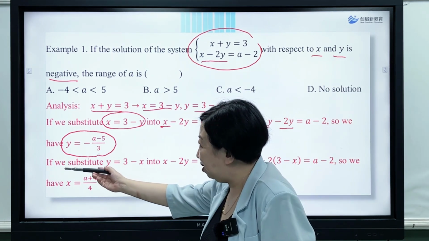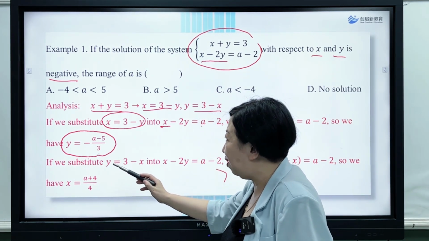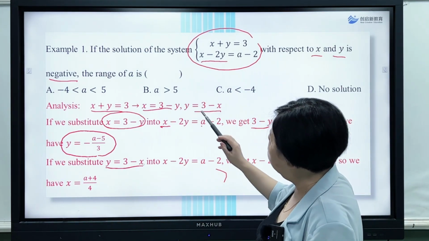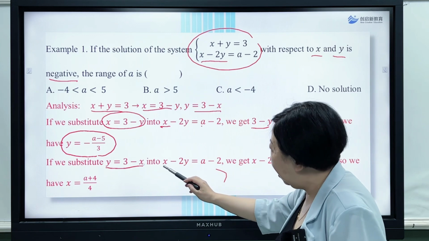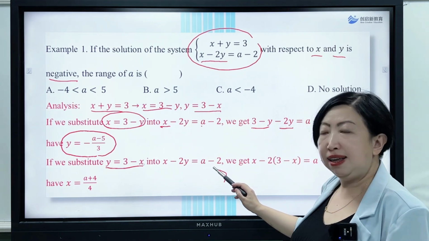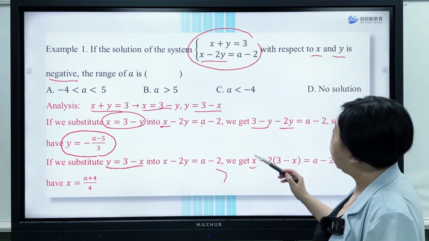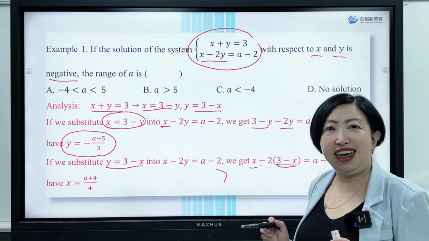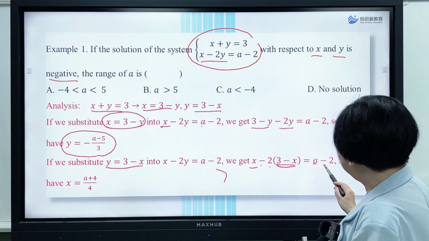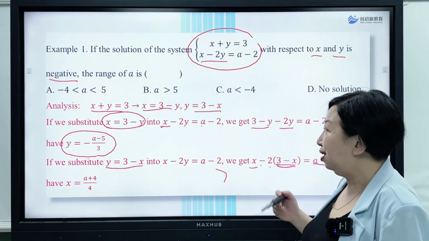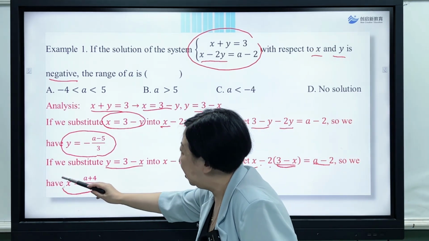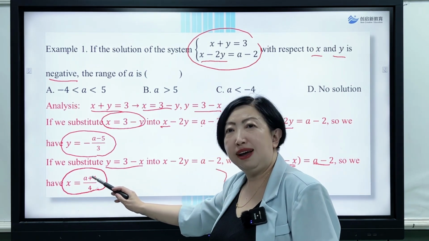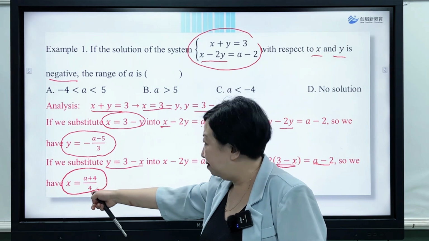And so on. We substitute y equals 3 minus x into the second line, x minus 2y equals a minus 2. We get x minus 2 times y, where y becomes 3 minus x, and it equals a minus 2. Of course, we can get x equals (a plus 4) over 3.